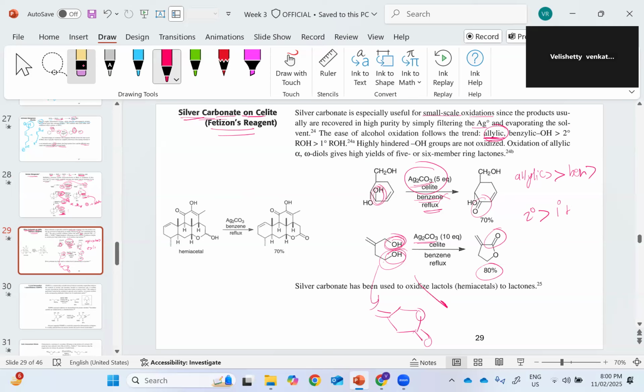That's why the oxidation of this allylic group takes place. So the intermediate step will be this converted into the aldehyde, followed by this aldehyde getting attacked by the alcohol group. So it converts into the lactol, OH, right? And this lactol is then converted further, because we are adding about 10 equivalents of this silver carbonate. So this lactol is further converted into the carbonyl group. So overall we get the carbonyl group as an ester as a product.